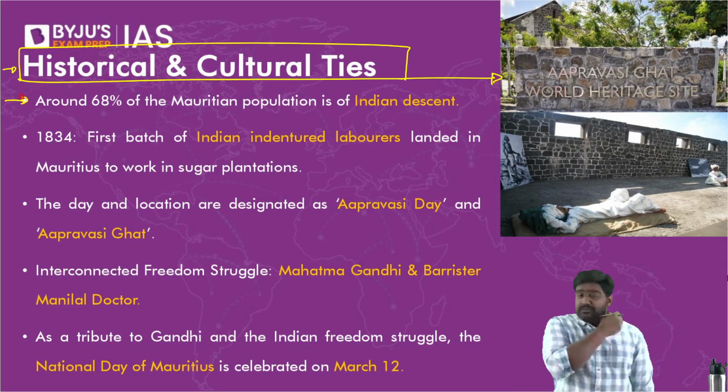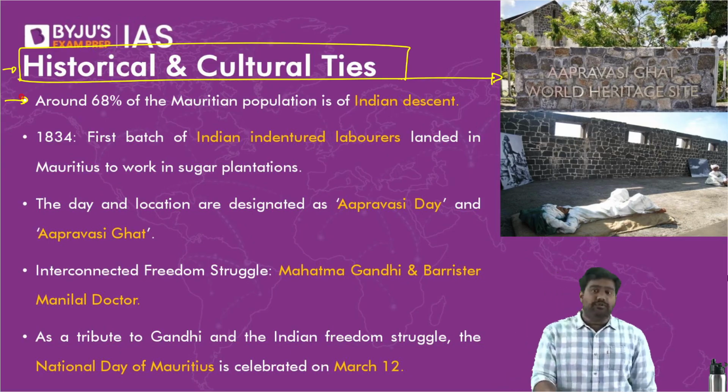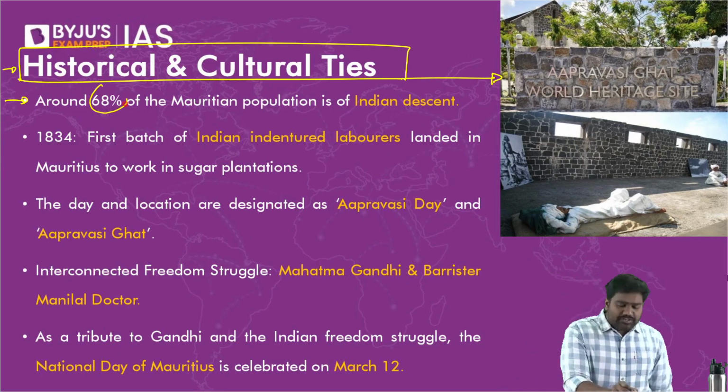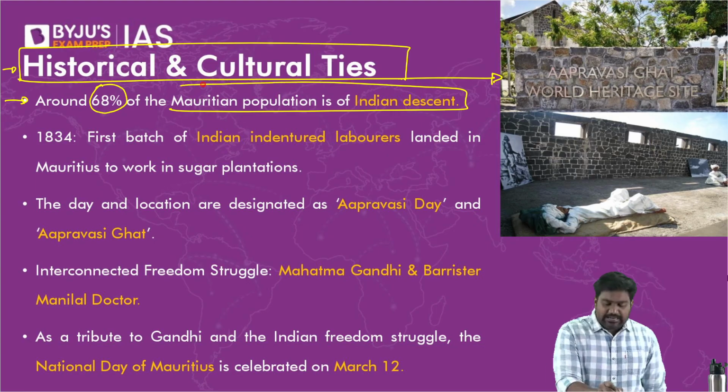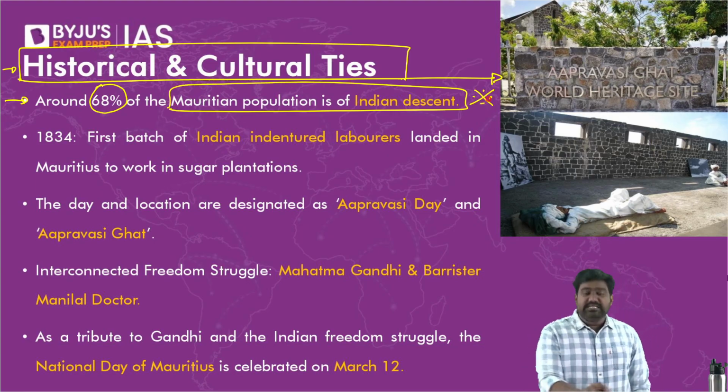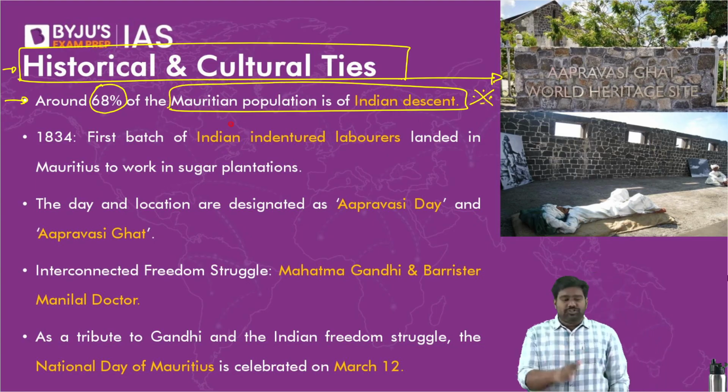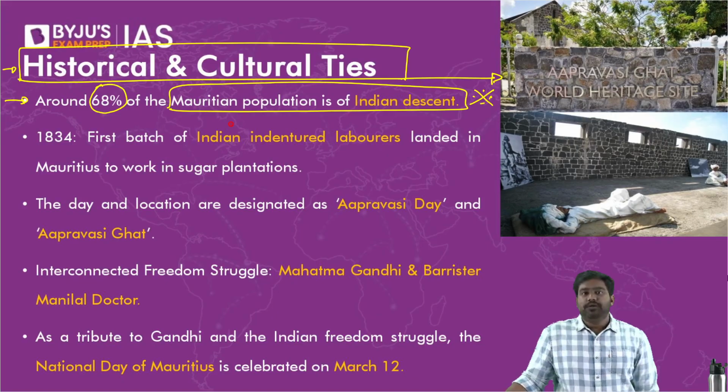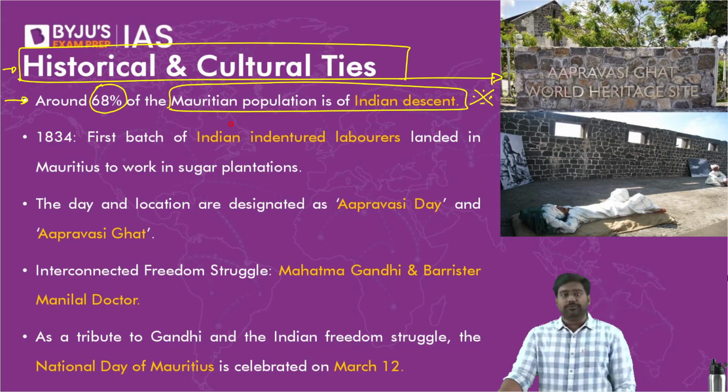Now, in this faraway country, which is thousands of miles away from India, the majority of its population is of Indian descent. 68% of the Mauritian population is of Indian origin. How can this be possible? How can in such a faraway foreign country, 68% of the people be of Indian origin?